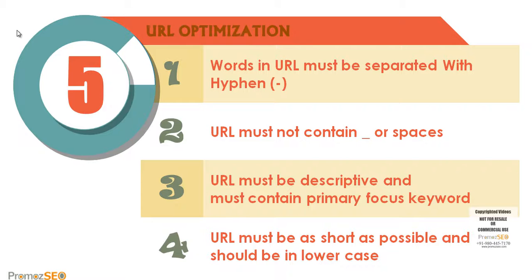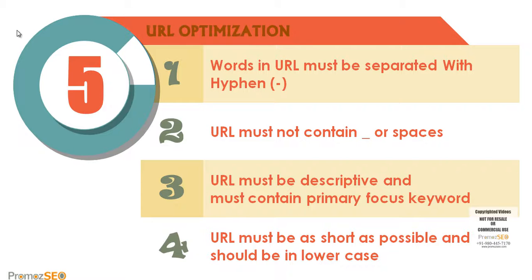Second point, URL must not contain underscore or spaces. As I told, it should only use the hyphen to separate words, and you should not use underscore or spaces in your page URL. And URL must be descriptive and must contain the primary focus keyword. That is very important again, because URL is one thing which search engines or anybody can see even before they visit your site. So if your URL is not qualified, if it is not telling about the page, that can create problems for SEO.